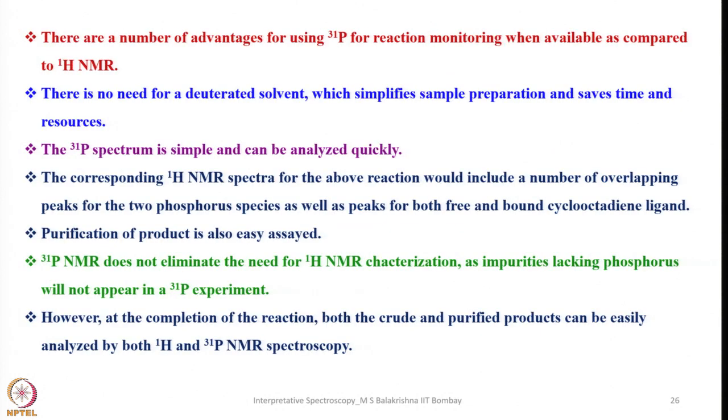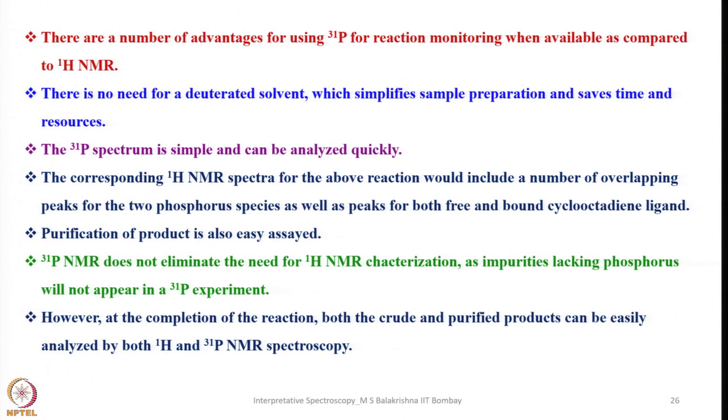Now, there are a number of advantages for using 31P NMR for reaction monitoring, when available, as compared to 1H NMR. It is very simple. You saw with several examples how simple it is to use phosphorus NMR as a tool to understand the type of reaction we are doing and how to change the course of the reaction. Another advantage is we don't need a deuterated solvent, which simplifies sample preparation and saves resources. When you are doing a continuous reaction, especially in homogeneous catalysis, instead of doing a batch reaction, we can take aliquots at regular intervals and, provided we have phosphorus moieties in it, readily monitor without going to expensive deuterated solvents.